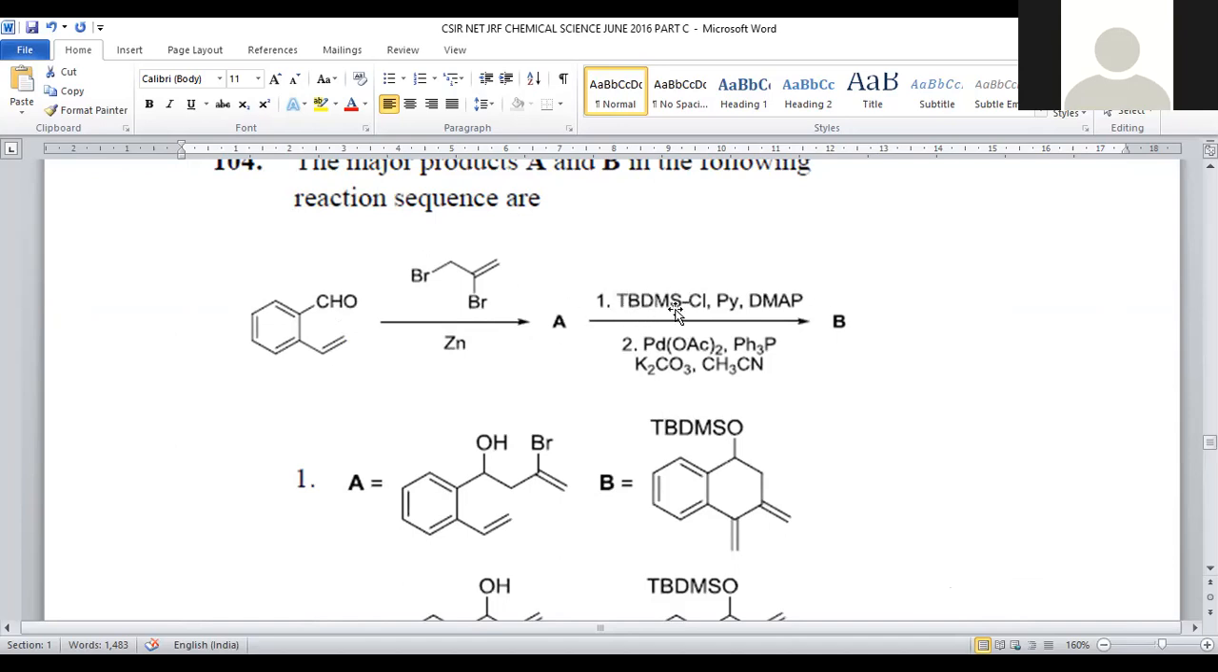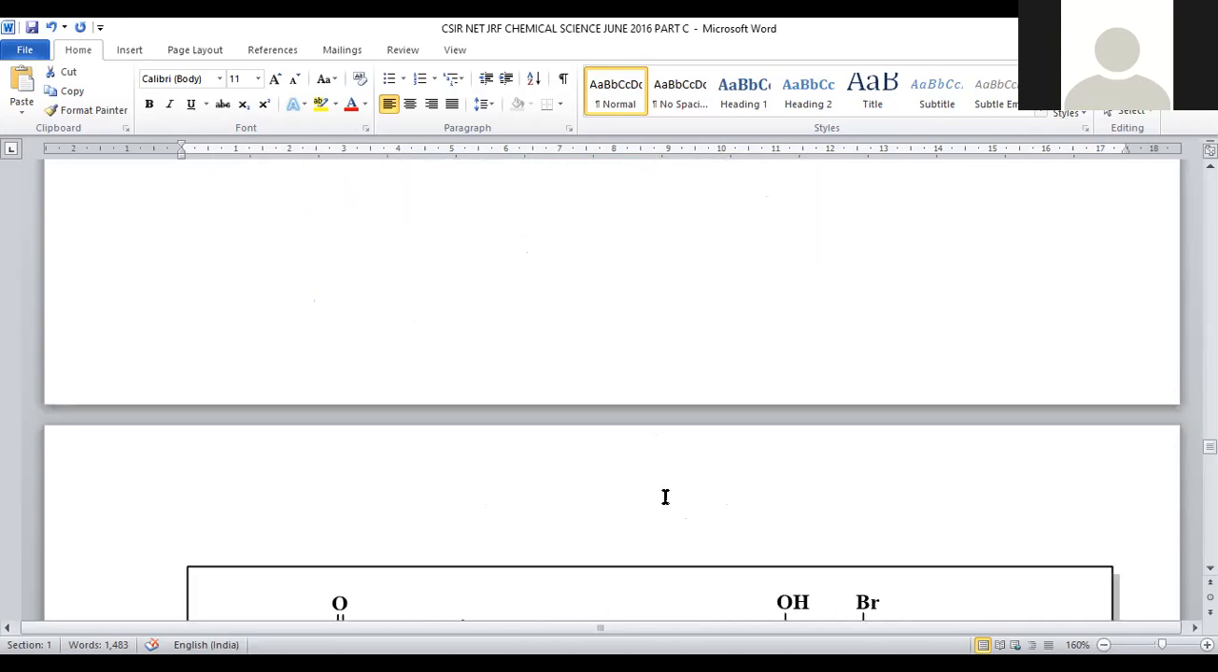Later, it is subjected to TBDMSCl, right? Tert-butyldimethylsilyl chloride is the protecting reagent for the hydroxy functional group, in the presence of pyridine and DMAP as the solvent media. Now, Pd(OAc)2, PPh3 and potassium carbonate are added. It is a kind of Heck coupling reaction, which leads to the final product B. Let us see what the sequence will be and what the final product will be in this reaction.